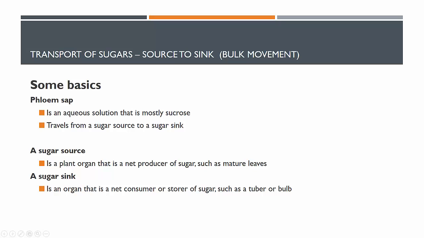A sugar sink is an organ that requires sugar. So that could be a tuber, or a bulb, or a fruit, or a bud off the edge of a point of growth, like a little bud off the edge of a stem or a branch. So those sinks can be anywhere on the plant, and the source is anywhere that photosynthesis can occur. So this is pretty cool.